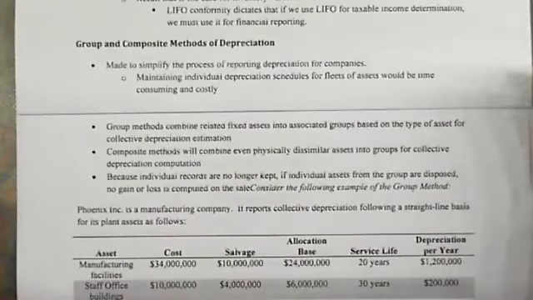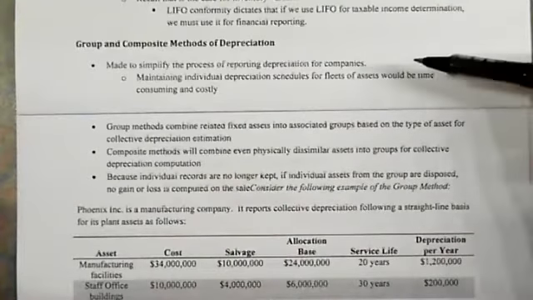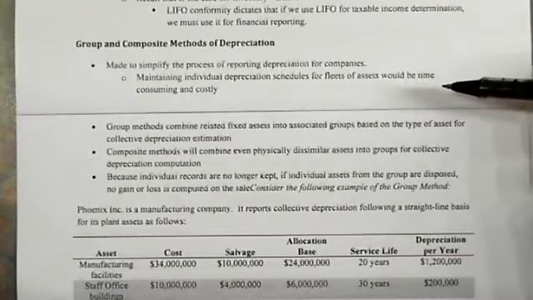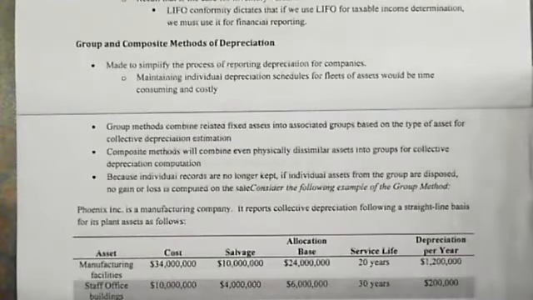All right, so group and composite methods are really the same application, just to different types of groups. So it's a very simplifying procedure to record depreciation expense for companies. It maintains... maintaining individual depreciation schedules for every type of asset you have could be problematic. And so this is a way to sort of streamline the process for a company.